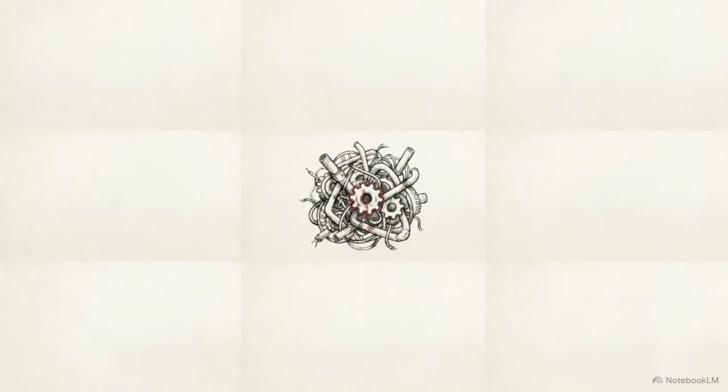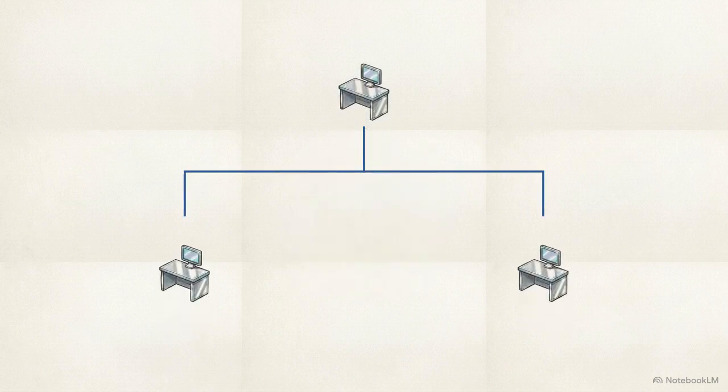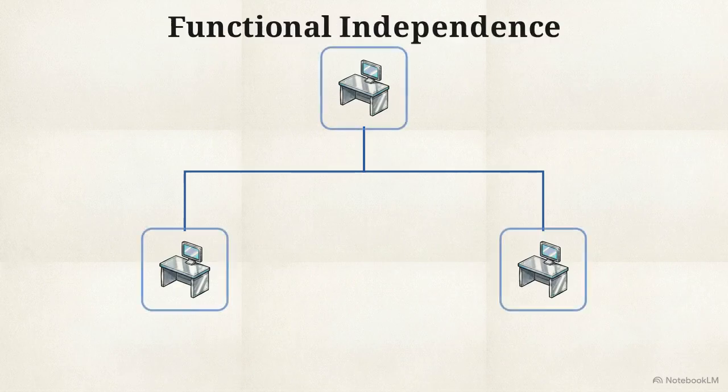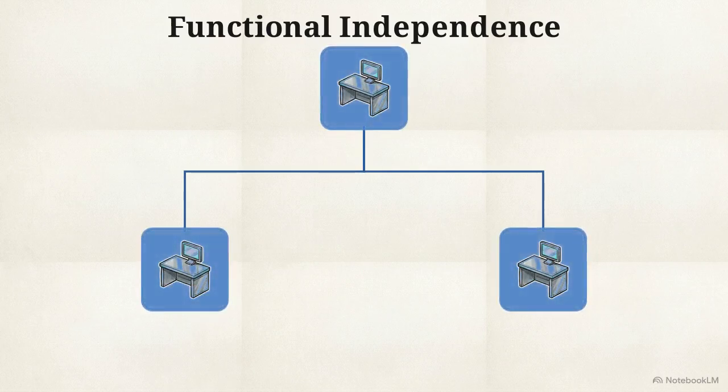The alternative is breaking that giant machine down into isolated, self-contained workstations. Instead of one tangled mess, we get a clean hierarchy where distinct parts handle specific jobs. In software design, this is called functional independence. It's the engineering rule that says every component in your system should focus on doing exactly one thing well, without relying heavily on everything around it.